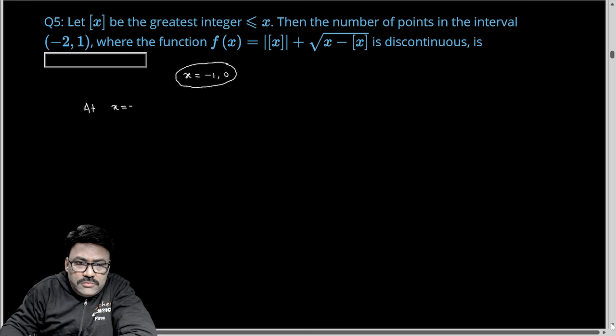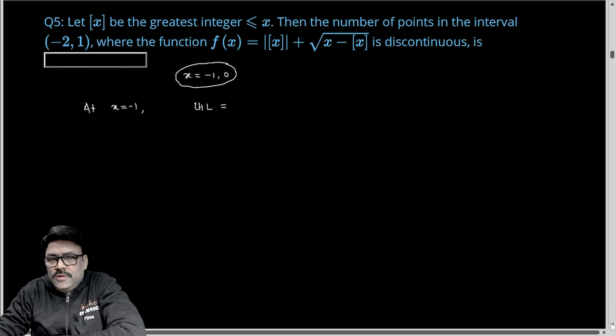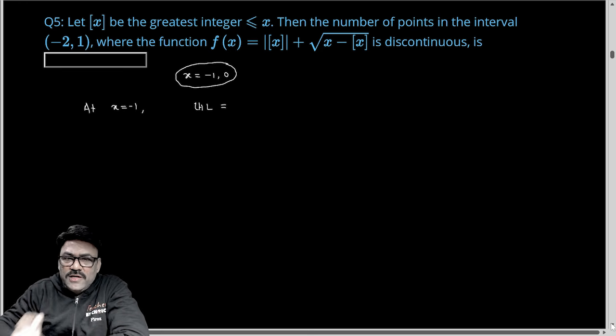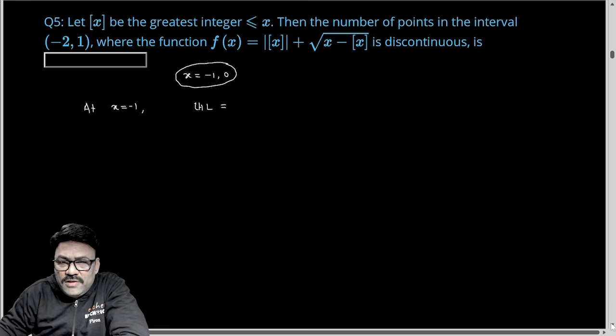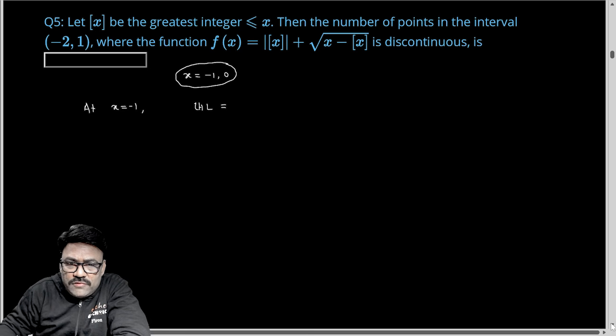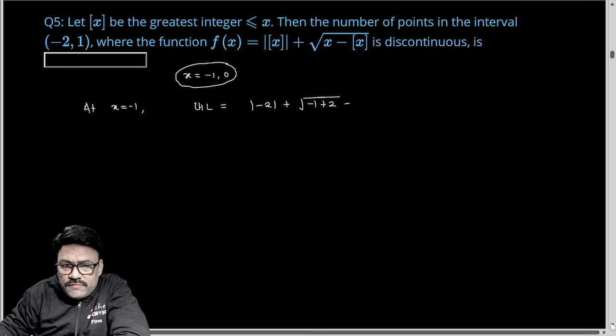At x is equal to minus 1, if I check left hand limit. Left hand limit means x is slightly less than minus 1. So this integral part will become minus 2. So this is mod of minus 2. X is approaching minus 1 and integral part is minus 2, so it is plus 2. So this limit comes out to be 2 plus 1, 3. So left hand limit is 3.